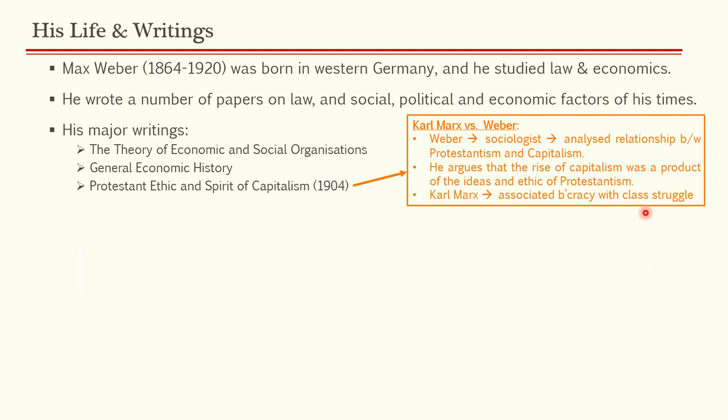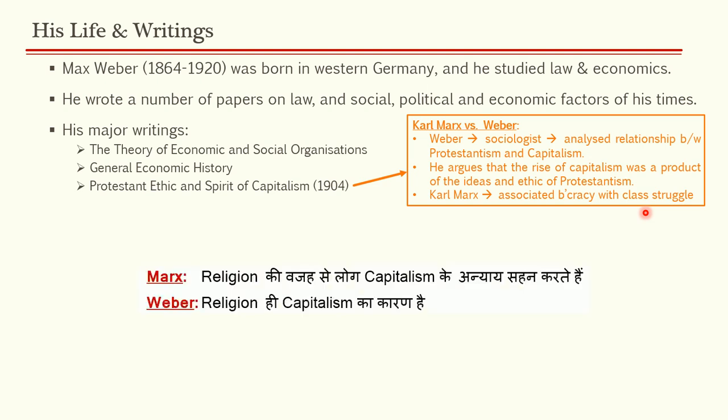So for Karl Marx, religion is not what gave rise to capitalism. Religion is something because of which capitalism is tolerated by people. I hope you understand now. Religion is the opium of the masses. This is what Karl Marx said. Because of religion, they tolerate what capitalist society does to them. This is what Karl Marx said.